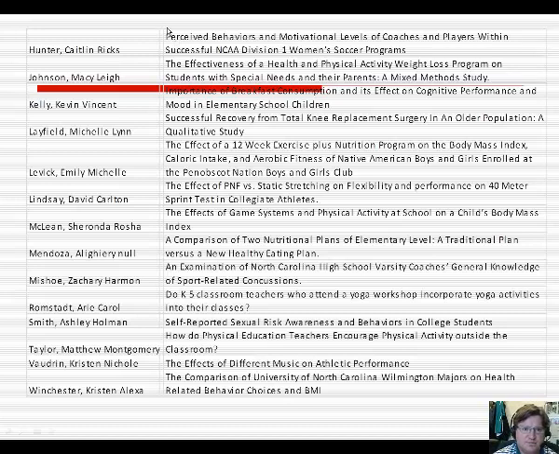Caitlin: perceived behaviors and motivational levels of coaches and players within successful D1 soccer programs. The effect of PNF versus static stretching on flexibility and performance on the 40-meter sprint test in college athletes. A comparison of two nutritional plans at the elementary level, a traditional plan versus a new healthy eating plan.